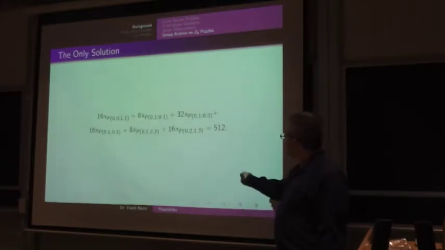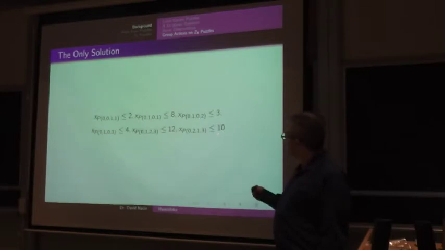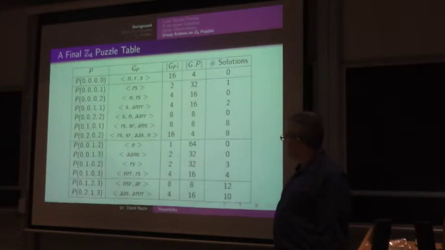So this was the equation. We find these bounds, and we know they must be equal because that's the only way we can get them to add up to 576. So now we have fully the number of solutions for each of the puzzles.